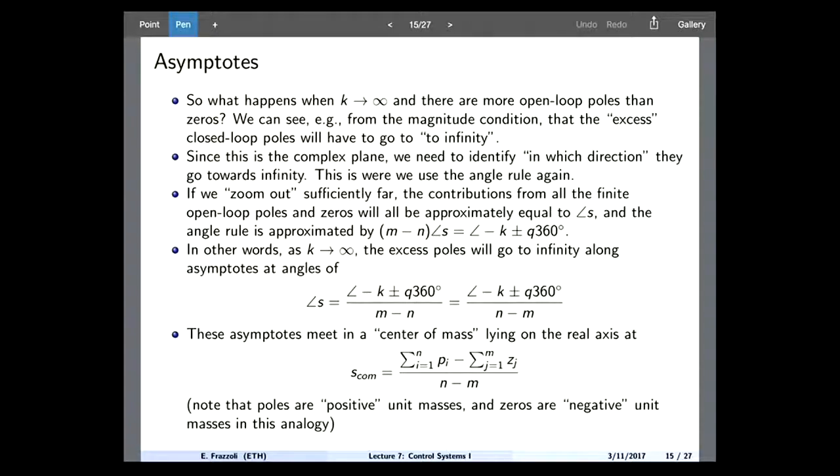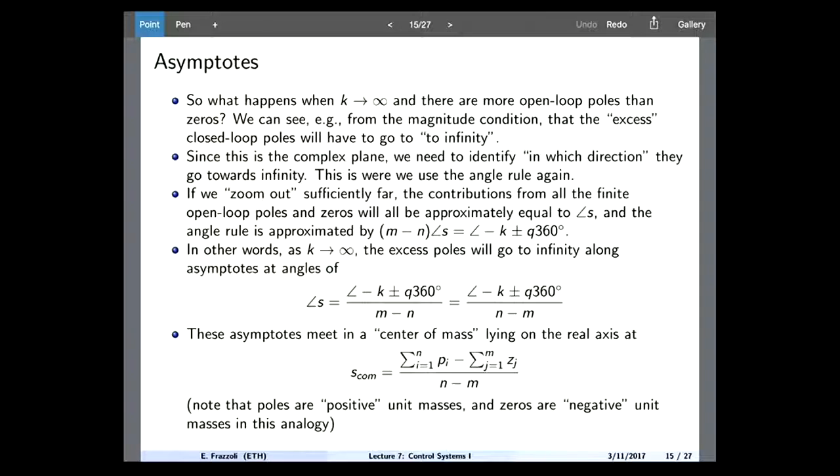We're talking about what happens when K goes to infinity. We know that if we have the same number of open loop zeros as the number of open loop poles, the closed loop poles will move from the open loop poles to the open loop zeros. What if you have more poles than zeros? Then what we say is that the closed loop poles will actually go to infinity.